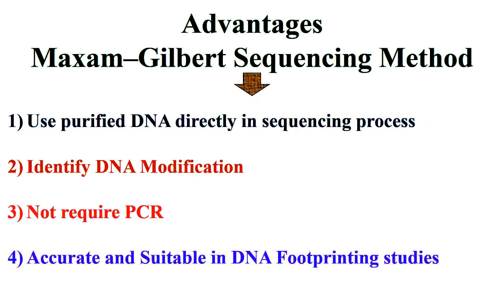Therefore, Maxam-Gilbert sequencing method. Use purified DNA directly in sequencing process to identify DNA modification without requiring PCR, and consider accurate and suitable in DNA footprinting studies.